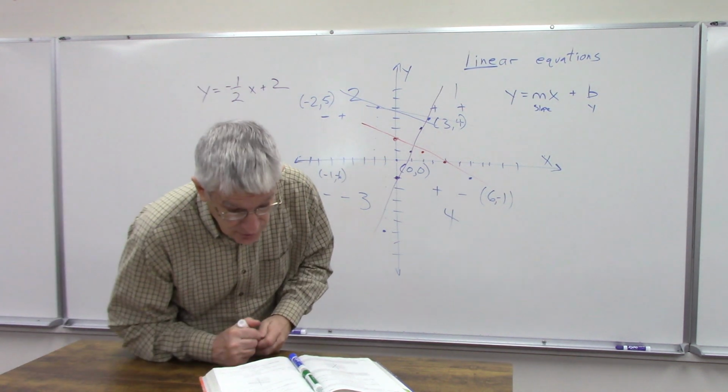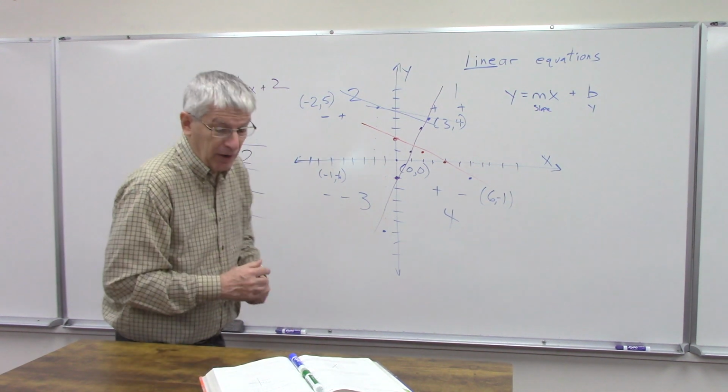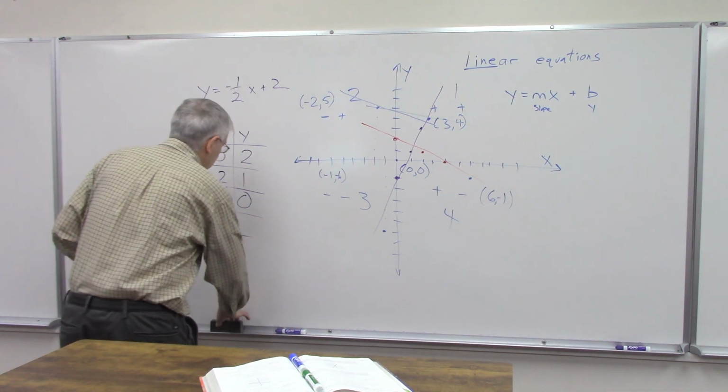All right, let's see. Does he have one more? All right, 51(3). Y equals negative x.